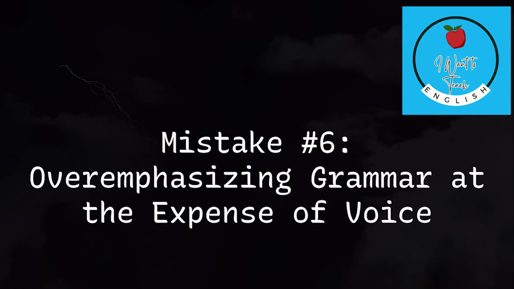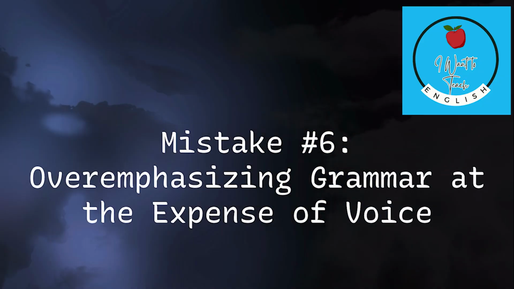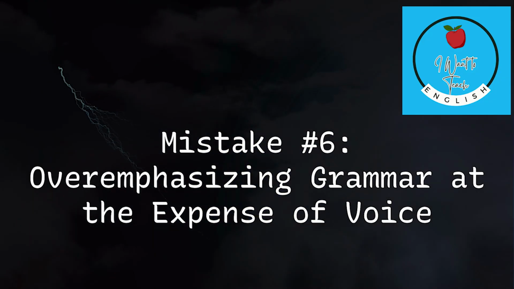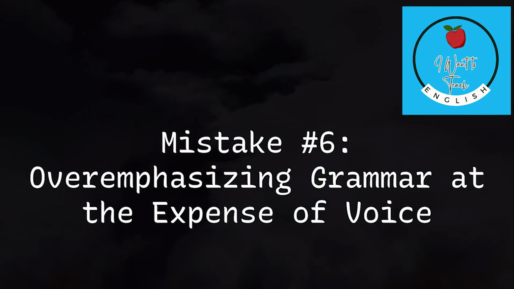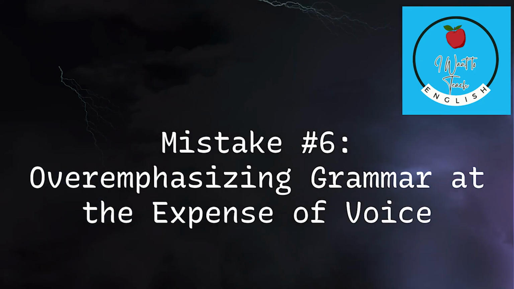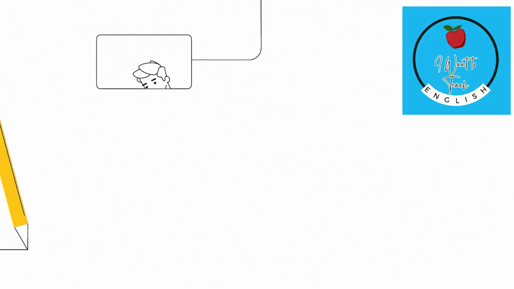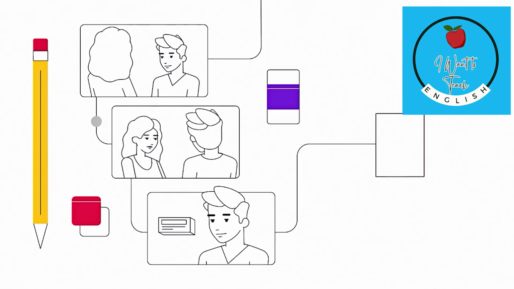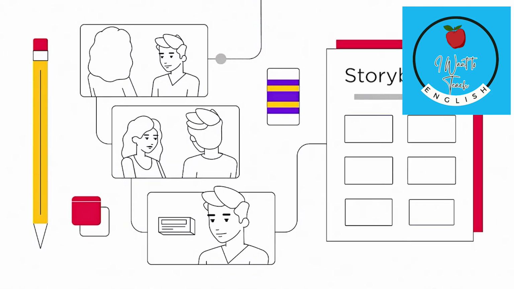Mistake number 6 is overemphasizing grammar at the expense of voice. Now, grammar matters. I'm not suggesting that it doesn't, but multilingual learners need to know their stories and opinions, and those ideas that they have in their minds matter as well. And I'll tell you why, because if you're teaching a story timeline, for example, the beginning, middle, end, if a student is putting together their own narrative, then they already understand the structure from their own story.